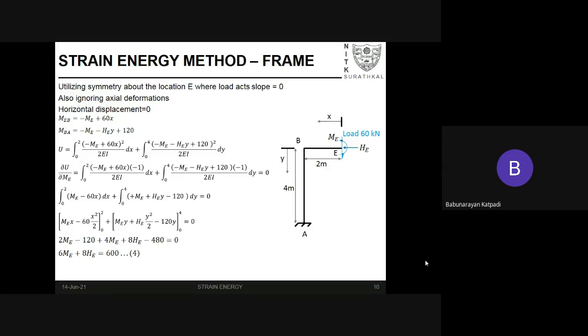So we write U as 0 to 2 minus ME plus 60 x the whole square divided by 2EI dx plus 0 to 4 for BA, the total length is 4 meters. So 0 to 4 minus ME minus HE into Y plus 120 the whole square divided by 2EI dy. Which is the expression for the strain energy.